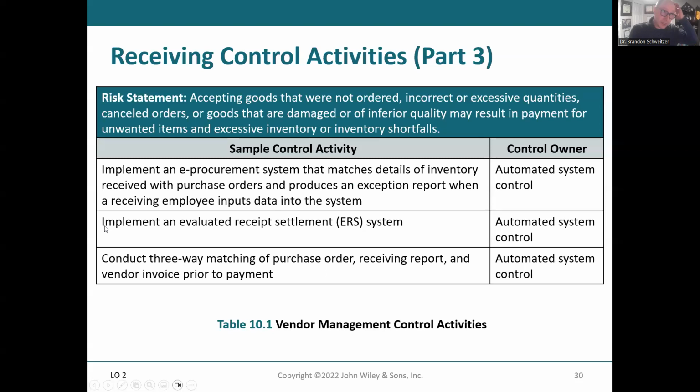Other risks that you might see when it comes to receiving: accepting goods that were not ordered, incorrect or excessive quantities, canceled orders, or goods that are damaged or inferior quality may result in the payment of unwanted items or excessive inventory or even inventory shortfalls. Yeah, you have to be really careful with making sure that what you ordered is what you're receiving, and it has to be in a quality that is expected, right?